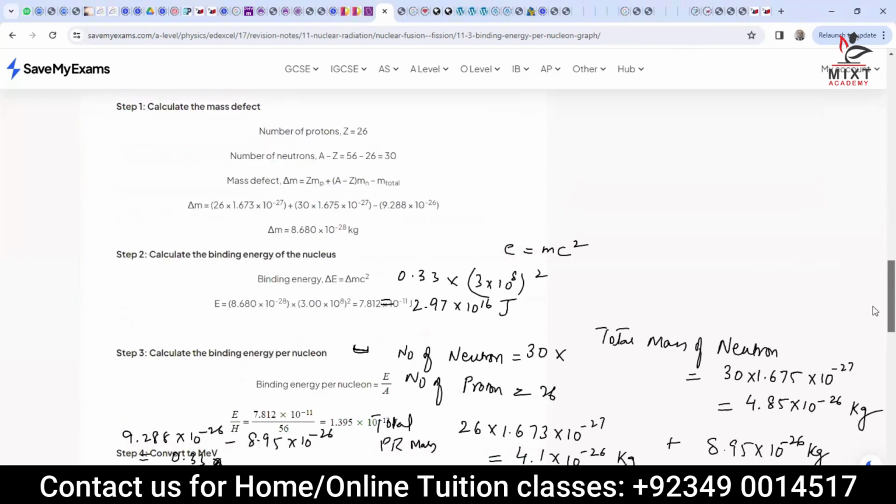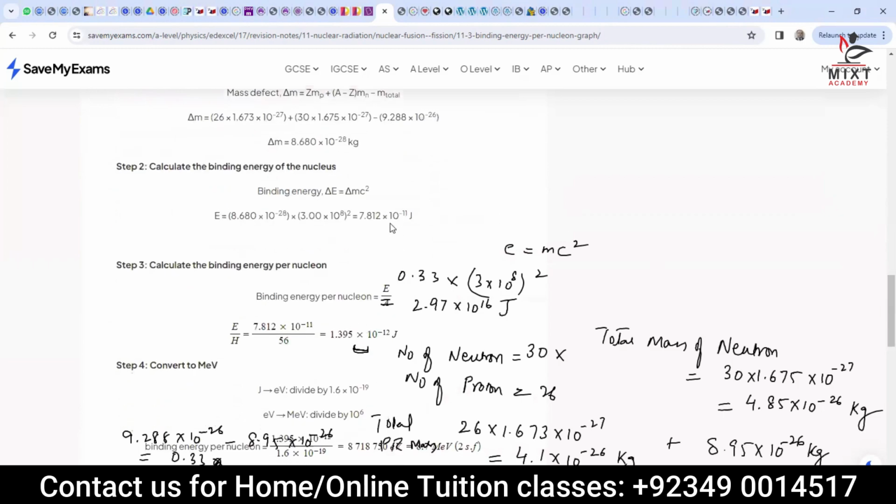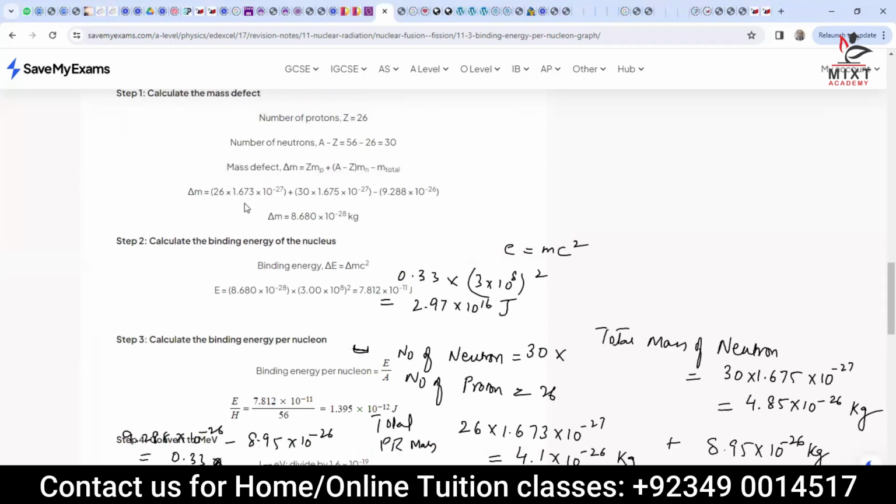Now check this out. Why is this 7 point something? So you gave me a wrong value, check. When you subtract it, it gives me 8.680 into 10 to the power minus 28. Where is the problem coming from? The sum is equal to whatever. What is the difference in here? The value of the difference is coming as this one. I think we have missed something. You have to recalculate that value.